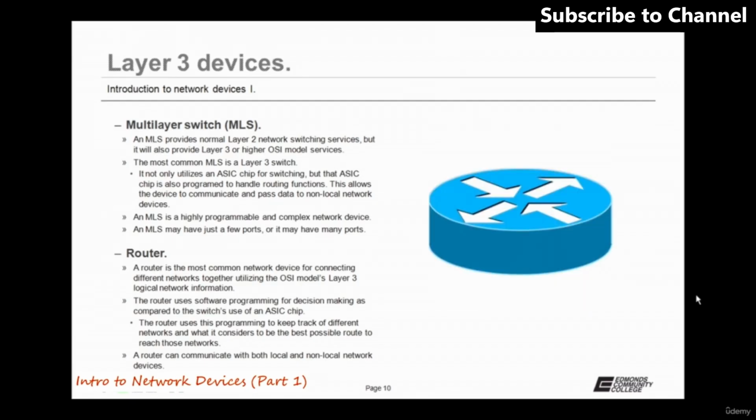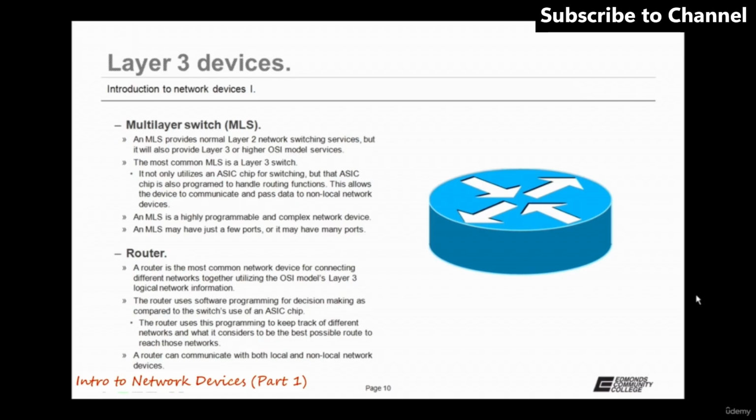Now let's move on to the router. A router is the most common network device for connecting different networks together, utilizing the OSI model's Layer 3 logical network information.